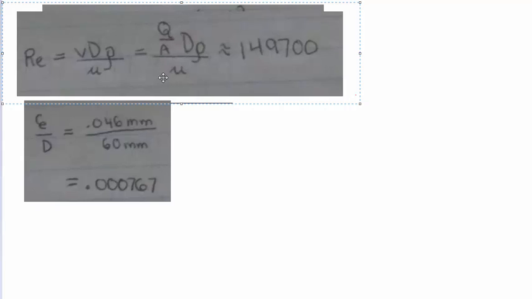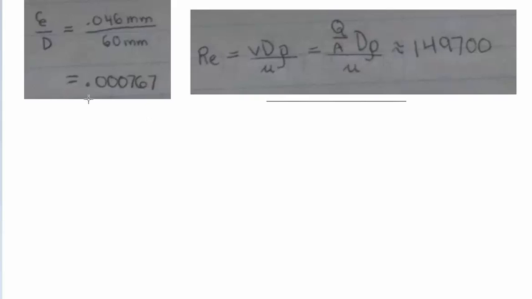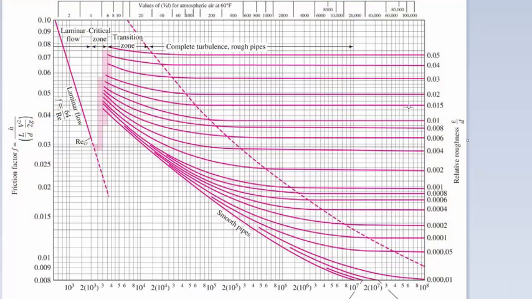Okay, what about our Reynolds number? Well, I told you to memorize what our Reynolds number was. It's our velocity times our diameter times our density over our viscosity. All those things are given. We had to figure this out, but we get our Reynolds number of around 149,700. So remember, our epsilon over D is about 0.0008, and our Reynolds number is about 150,000. So we need those to get our friction factor.